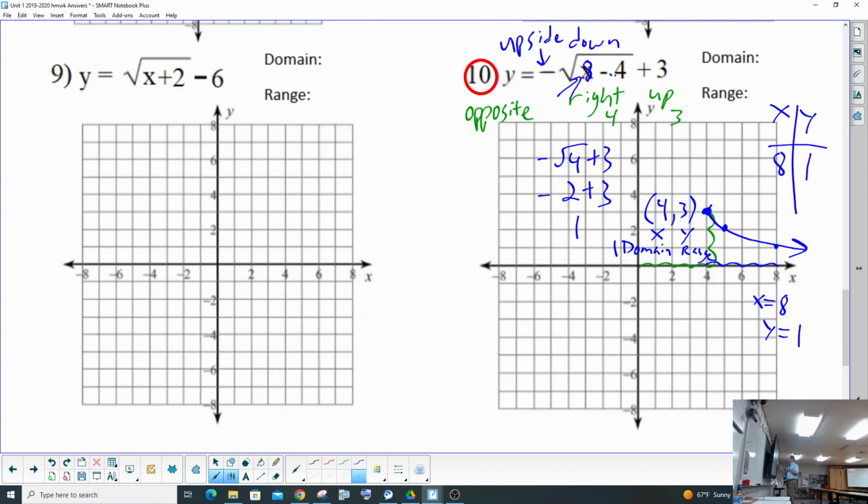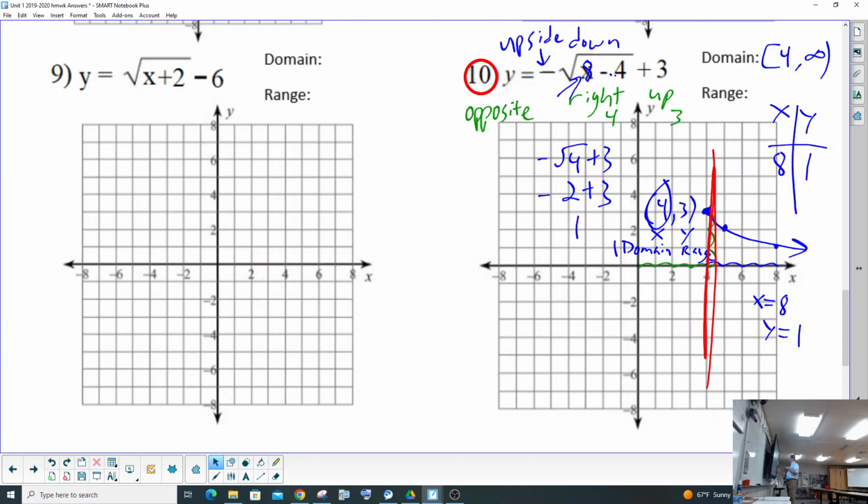Remember, the domain's pretty easy. The domain is just this number 4, so it's going to be starting off at 4 and going to infinity. If you're not sure why, it's because at x equals 4, you see that? That's along the x equals 4 line. And then here, and here, and here, to infinity.